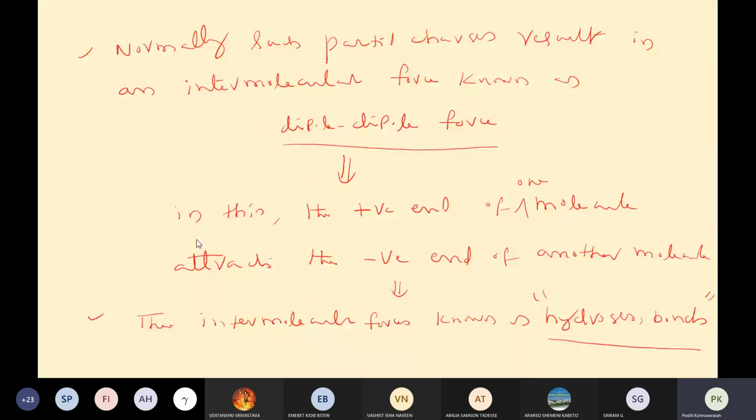And now, when the electrons are unequally distributed, as we know, these partial charges result in the intermolecular force that is known as the dipole force. In the dipole force, as I already said, the positive end of one molecule attracts the negative end of another molecule, and this intermolecular force is known as hydrogen bonding. This we will make a little more clear later.